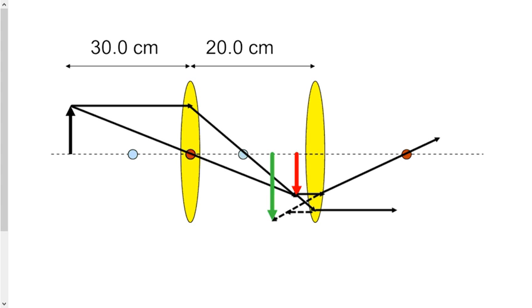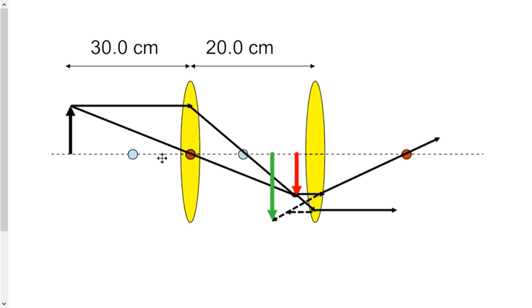Welcome back for video 2 for convex lenses, and we are going to finish up with concave lens. Here we have a combination of two lenses. In this case, the distance between our arrow and our first lens is 30 centimeters. And then the distance between the two lenses is 20 centimeters.